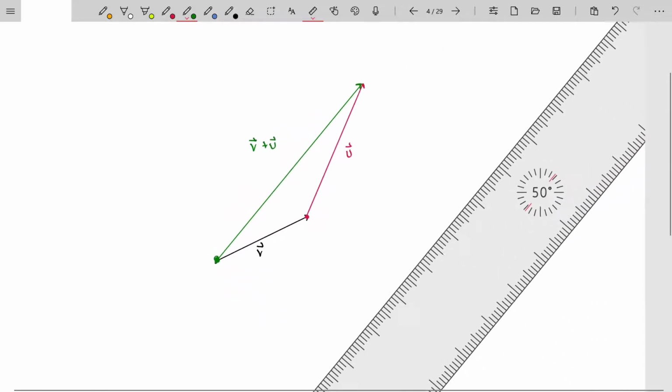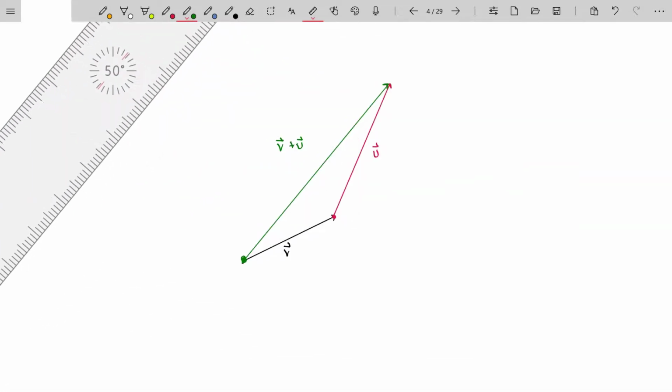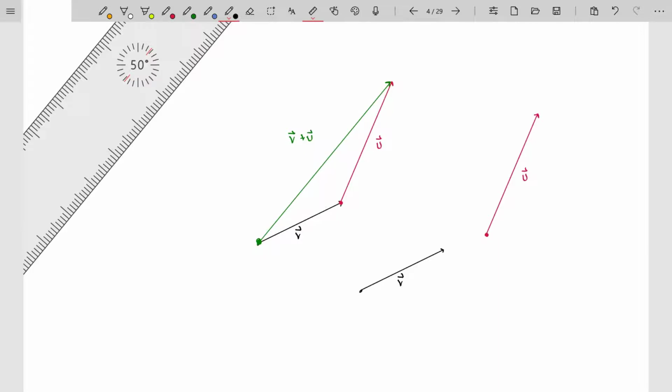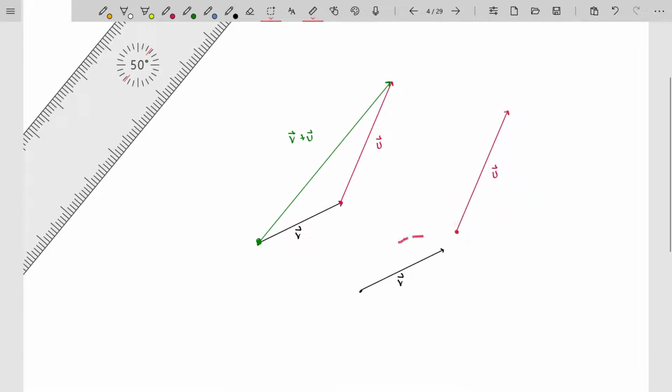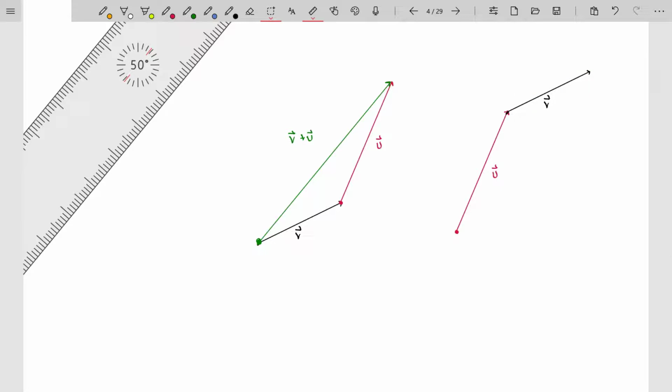Well, what if instead you wanted to add it u plus v? Well, let's see how that works. So there I have extracted u and v. Let's go ahead and add it the other way. So I'm going to grab that u. I'll leave it right there. And I'll take that vector v. Remember, we're doing u plus v. So I'm going to attach v to the head of u there. So that's going to be u plus v.